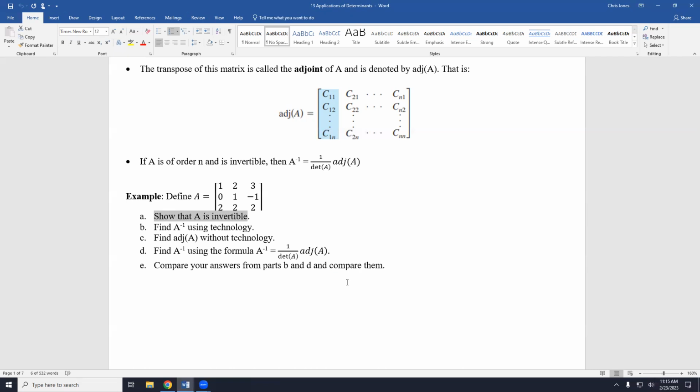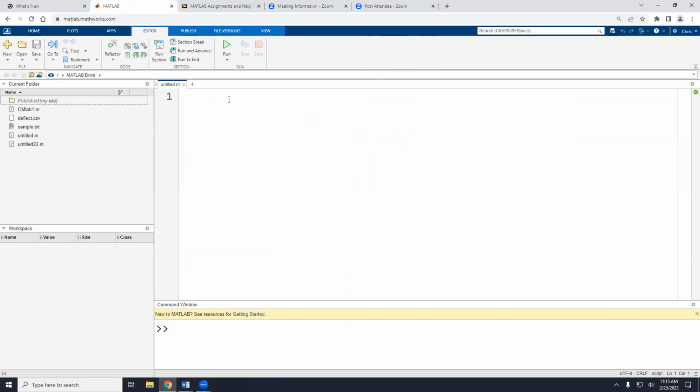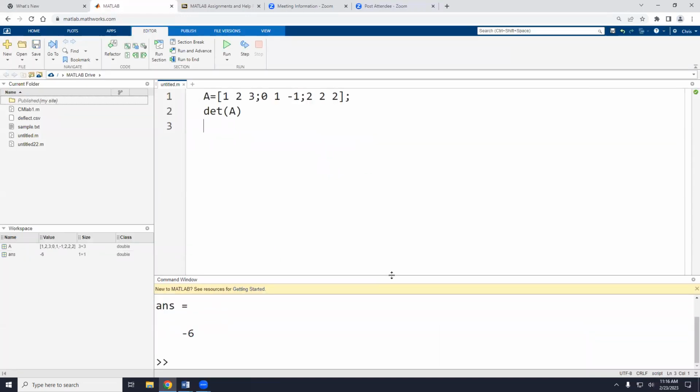And we're going to do that using technology. So in my code, let's go to MATLAB, do a new script. All right, and so A is going to be equal to 1, 2, 3, semicolon, 0, 1, negative 1, semicolon, 2, 2, 2. And then I'm going to find the determinant of A, execute, save, and I get -6. I think we actually did this one. I think this might be the same matrix we used another time. So the determinant of A equals -6.